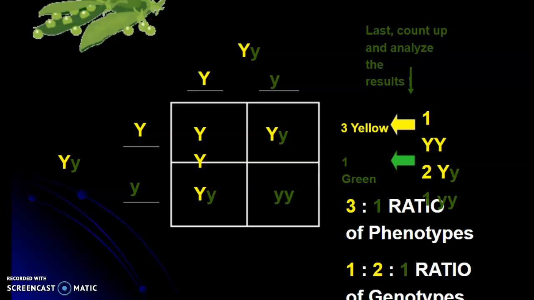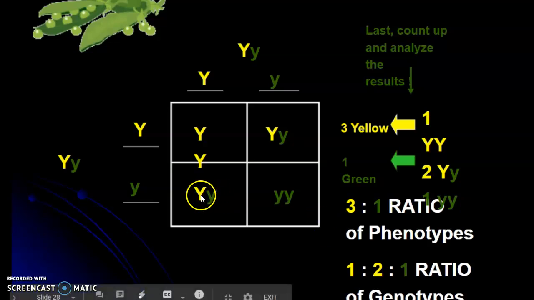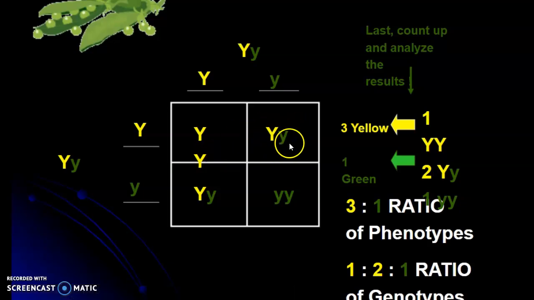All right, so this one's going to be yellow because it's got a big Y. This one's going to be yellow because it has a big Y. This one is yellow because it has a big Y. So we're going to have 3 yellow peas.